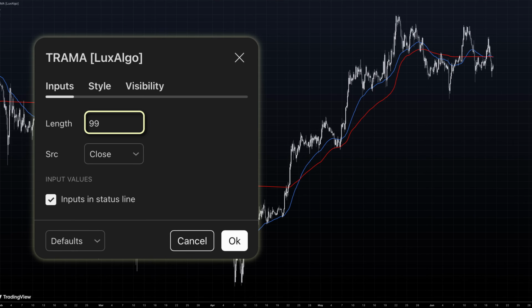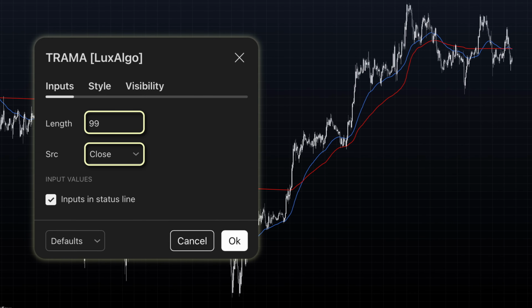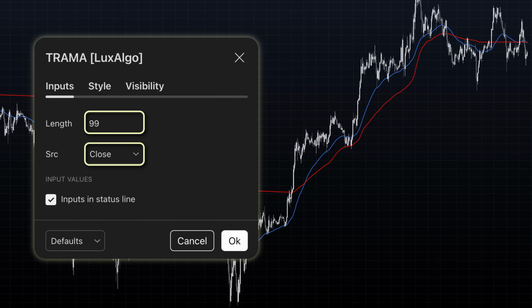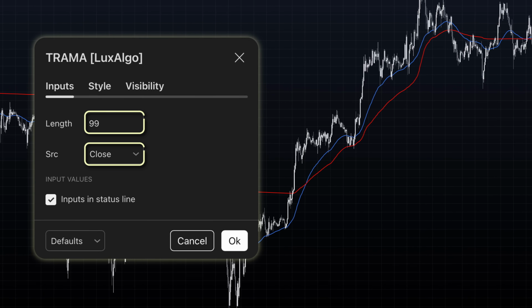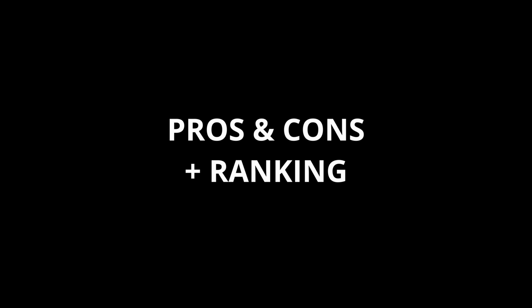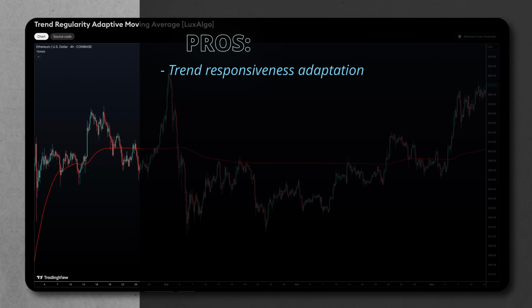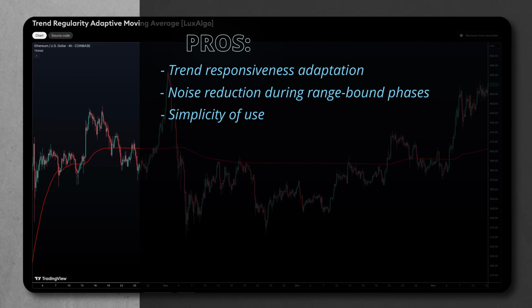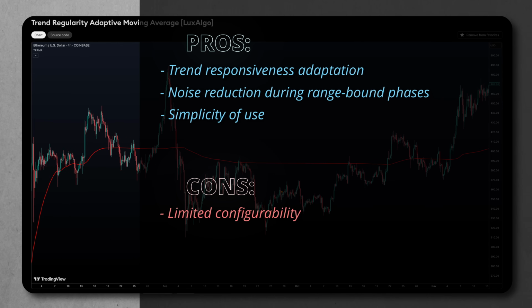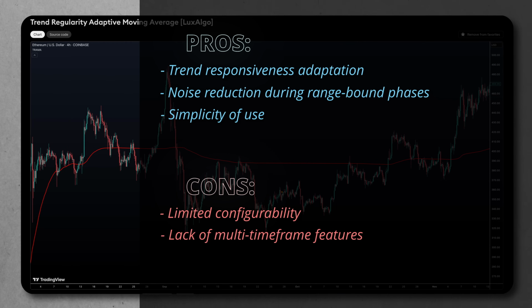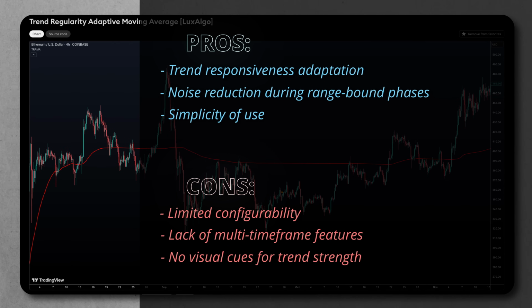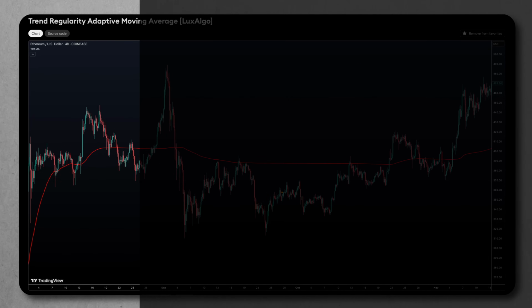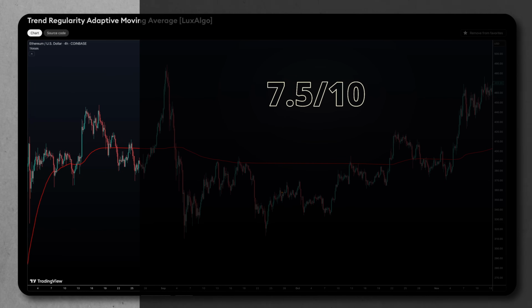Customization is minimal, with only the period and input source configurable, making it simple to apply but less flexible for those wanting extensive tuning. Pros: trend responsiveness adaptation, noise reduction during range-bound phases, simplicity of use. Cons: limited configurability, lack of multi-timeframe features, no visual cues for trend strength. Ranking: 7.5 out of 10.